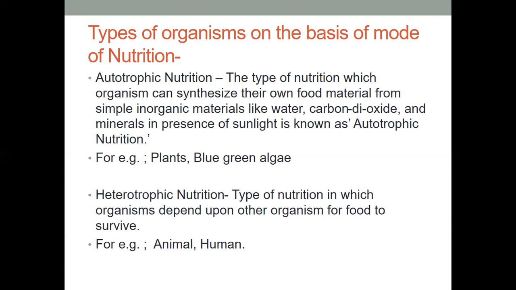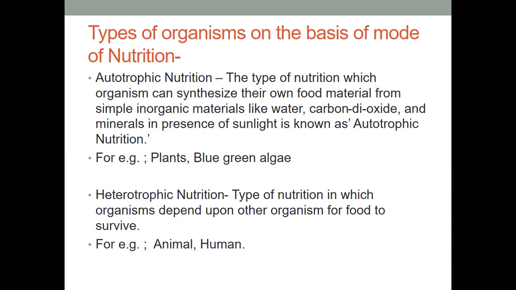In autotrophic nutrition, what happens? The organism is able to produce its own food by the process of photosynthesis, and for that it utilizes simple inorganic materials like water, carbon dioxide, and minerals, in presence of sunlight and chlorophyll.